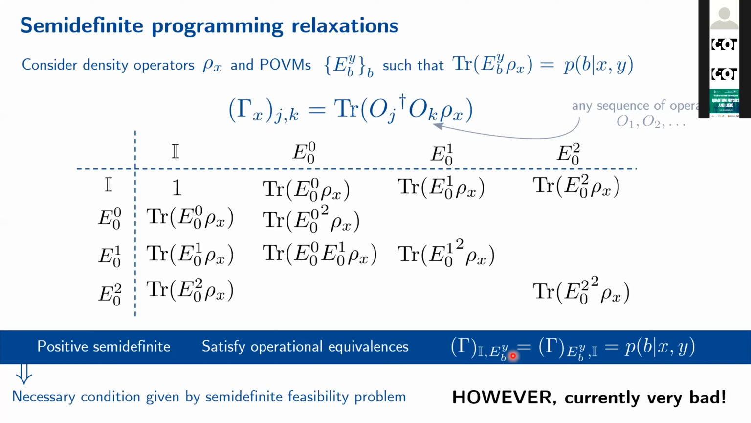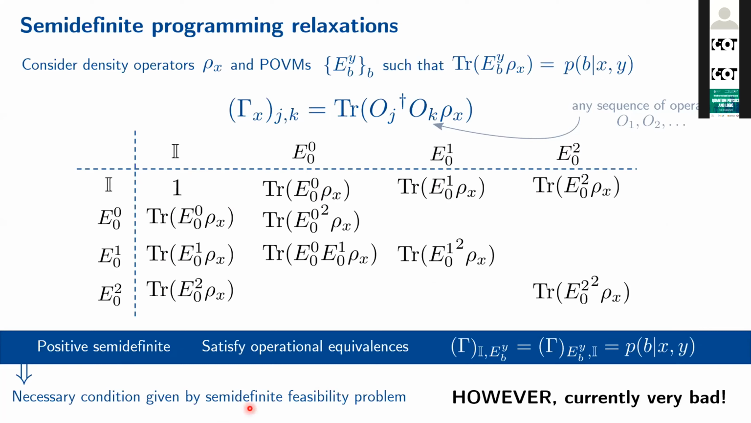And then finally, the first row of the matrix is going to be one in the first case, followed by the elements of the behavior. So this is like the trace of E00 with rho X, which is P0X0. So basically the first row and the first column will be elements of your behavior. So here we have that if you can find a matrix which satisfies these three sets of constraints, then that is a necessary condition for your behavior P to be in the quantum set, which is what we were looking for. So this is a necessary condition given by a semi-definite feasibility problem, for which there exist efficient algorithms to solve.